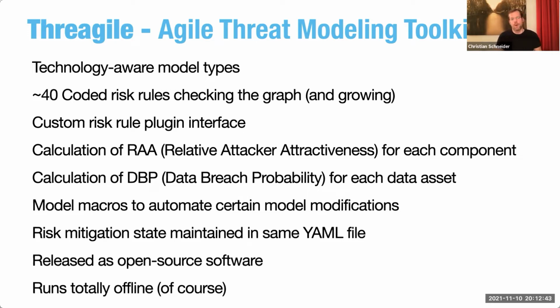So with Threagile, you are modeling in a technology-aware style. So it's more on the detailed side of modeling in terms of defining, for example, for a communication link, what protocol is being used, or for a component, what type of component is that, technically speaking: web server, message queue, database, stuff like that. And there are over 40-ish risk rules, continually growing, that are checking those model elements, the model graph, for those risks or these potential threats.